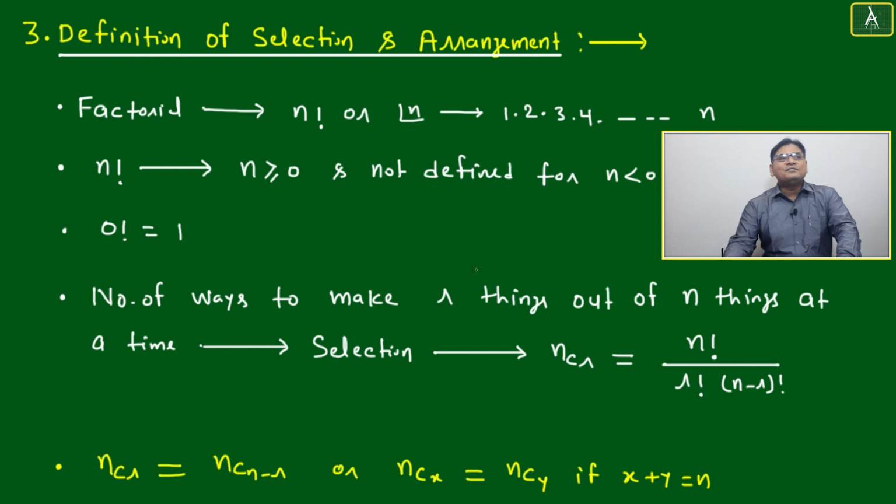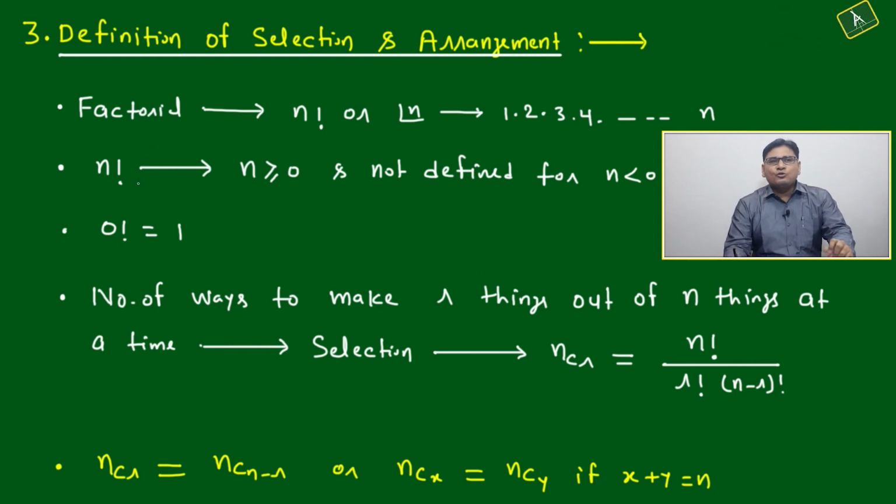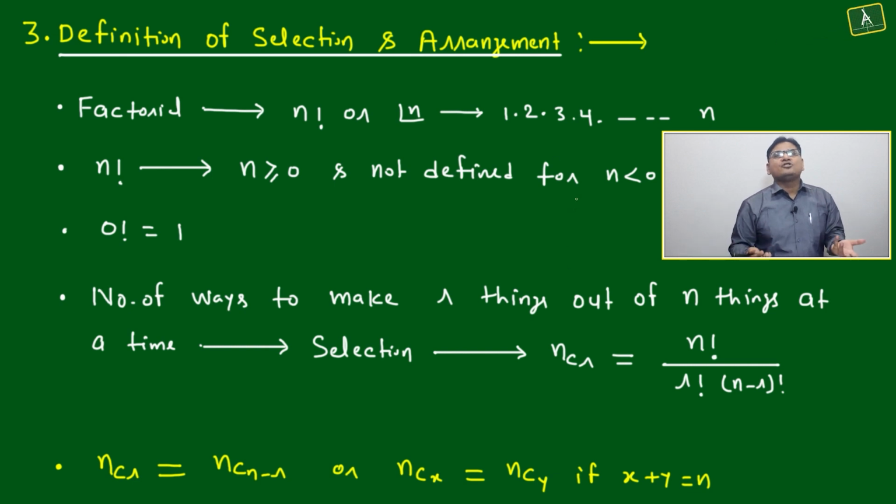To understand the basic definition of selection and arrangement, the first and foremost thing you will encounter when going through permutation and combination is called factorial. What is factorial? Ask anyone and they will say: just the continuous multiplication of a number from 1 to the number itself is called factorial.